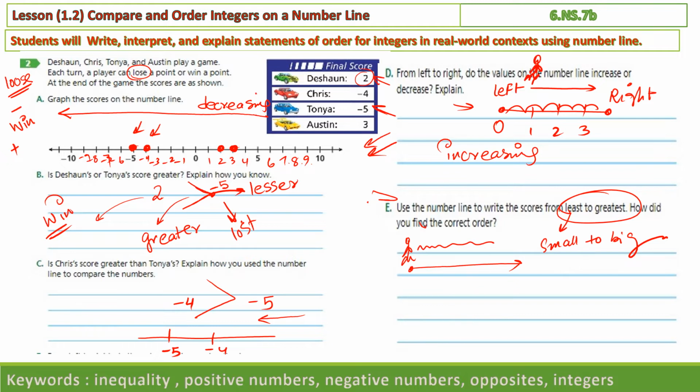So what is the smallest number? Negative 5, then negative 4, then 2, and then 3. So this is the sequence from small to big.